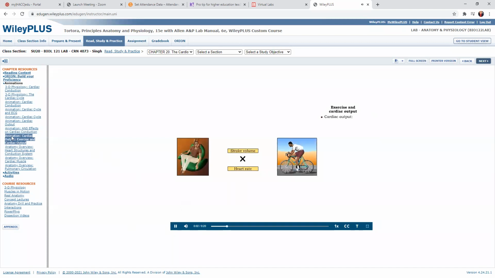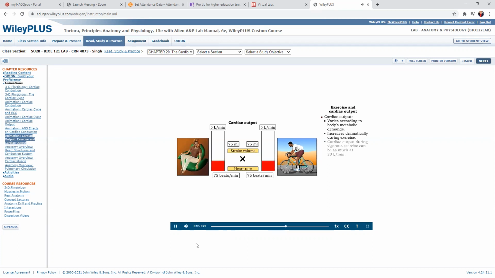Cardiac output is not constant. It varies with the body's metabolic demands. Mild exercise will double cardiac output, while an intense workout can increase output as much as fourfold to 20 liters of blood each minute.